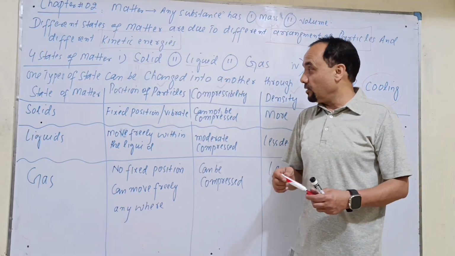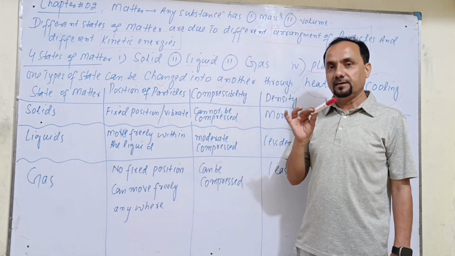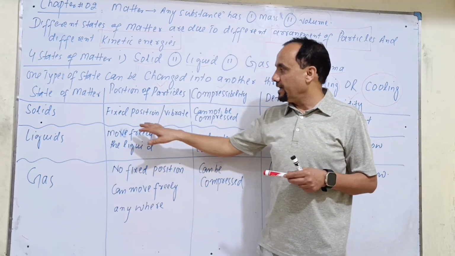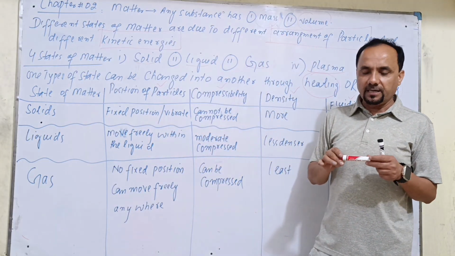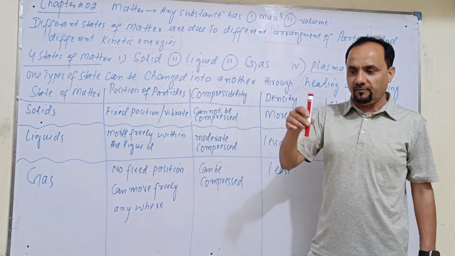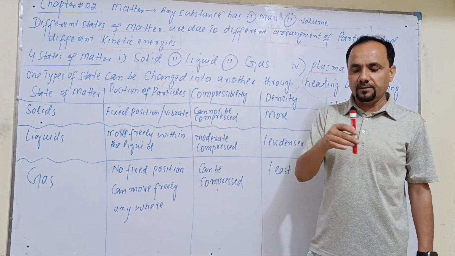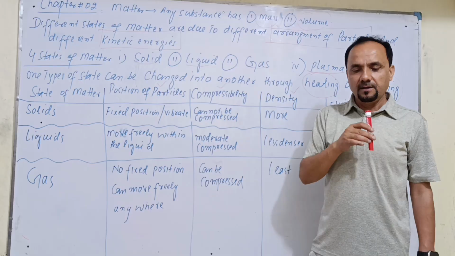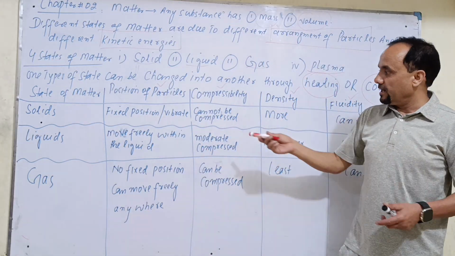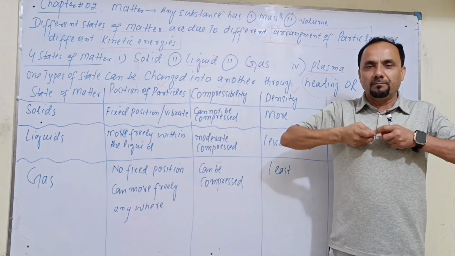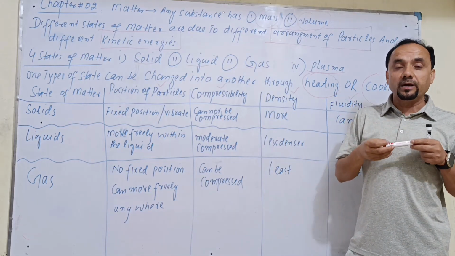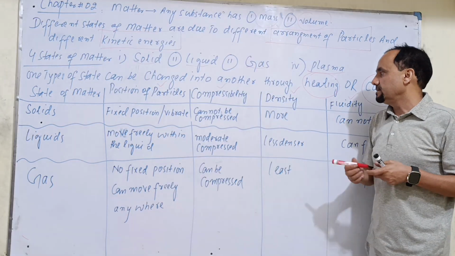So solid. Now this marker is a solid. So it has a fixed shape. Why? The particles have fixed locations and the particles can only vibrate. This type of motion is called vibration. I mean they can move back and forth around their fixed location. They cannot be compressed. If I want to compress this marker, this is not possible. Why? There are no gaps between the particles.